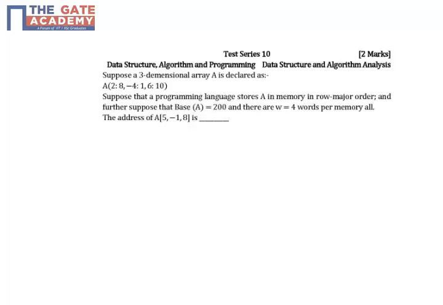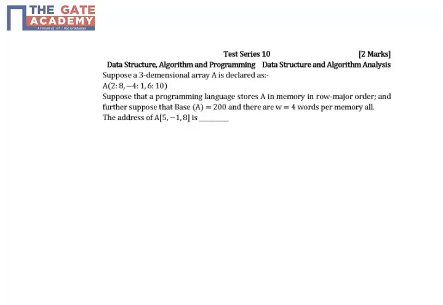One three-dimensional array A is given, and they have asked that this array is stored in row major order, the base address of the array is 200, and the word size is 4 words. Then what will be the address for index 5 comma minus 1 comma 8?